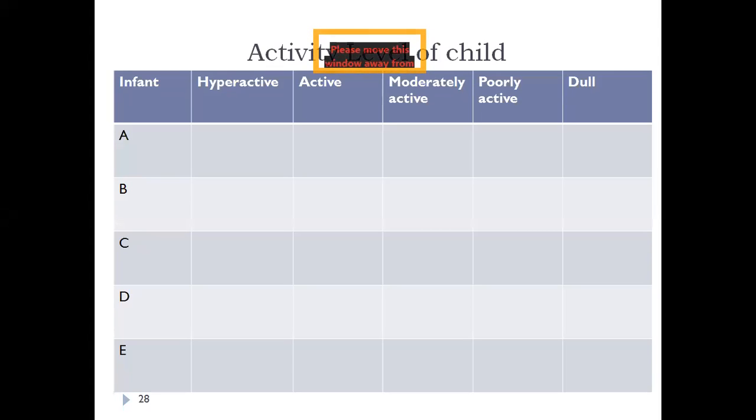Suppose you have a group of children and you want to rate the activity level of the child. So infant A, B, C, D, E. So you will rate as hyperactive, active, moderately active, poorly active, and dull. So this is one of the rating scales.